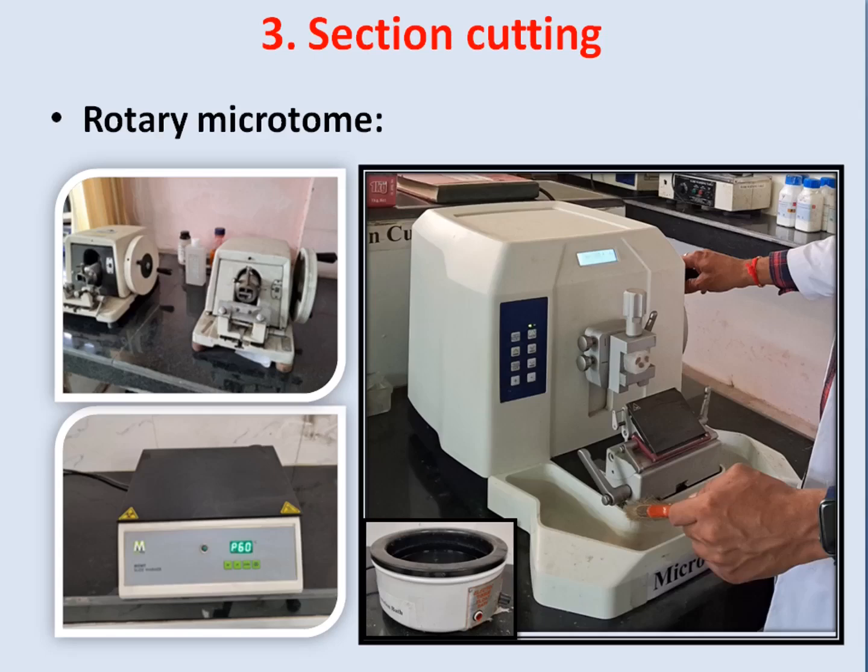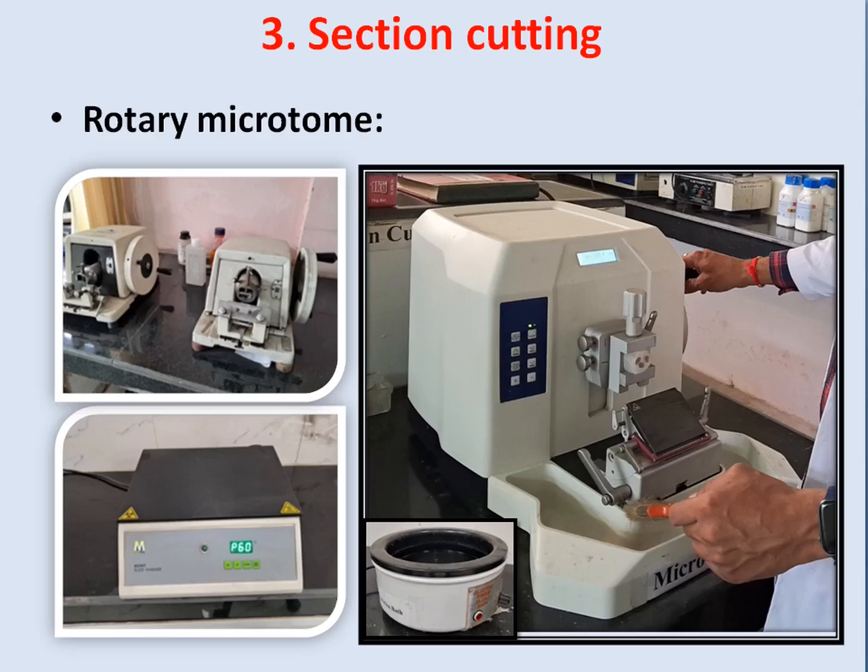When you have to put this block in the microtome machine and cut the tissue into thin sections, we generally cut the tissue at the level of 5 micrometer, 5 micron. When you cut this tissue, you will also need the microtome blade. So you have to use a good quality microtome blade. It is very necessary.